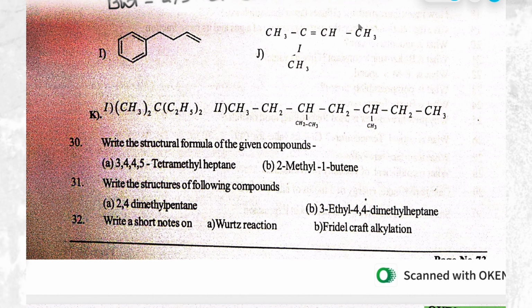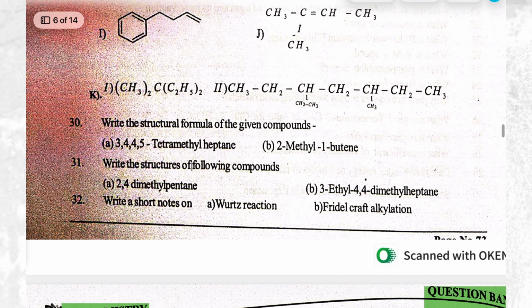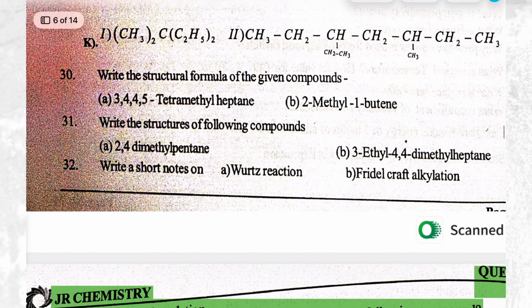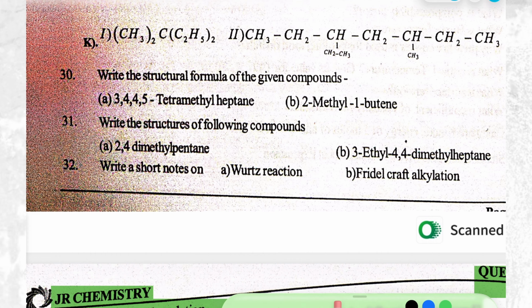We'll discuss the remaining questions here. Write the structures given below. See here, the name is given. You can try for the structure. And here also the name is given. Very easy, these all are. You can try. I will explain one. For example, we'll go for this one.